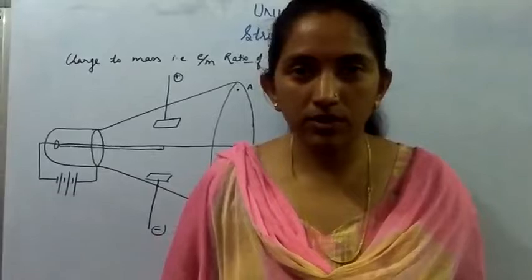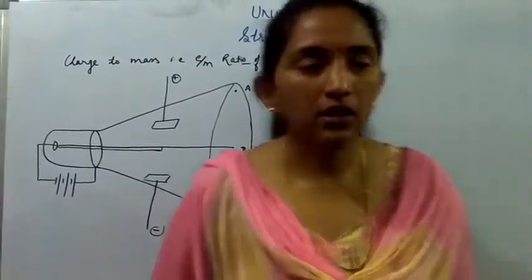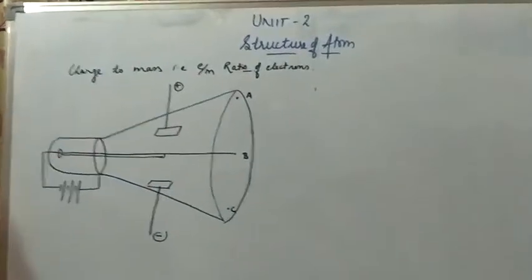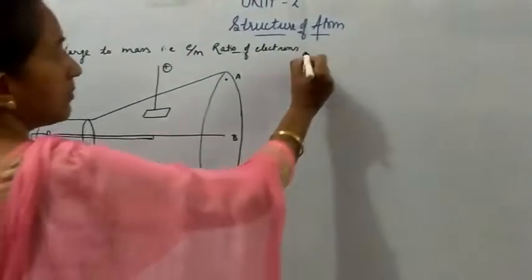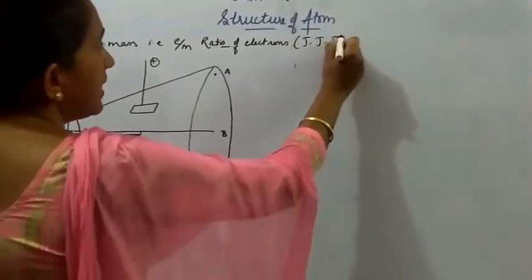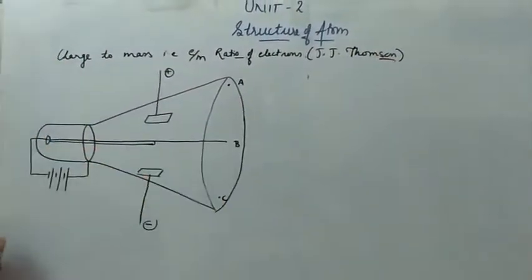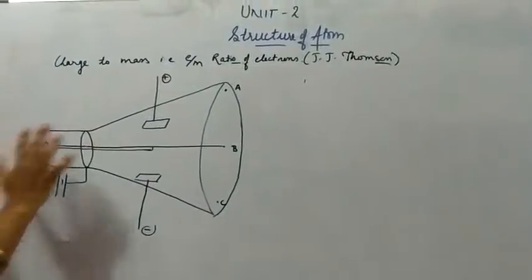by J.J. Thomson. Now here have a look at the diagram. At first we are going to determine the charge to mass ratio, and this experiment was done by J.J. Thomson. Now he just built a setup.